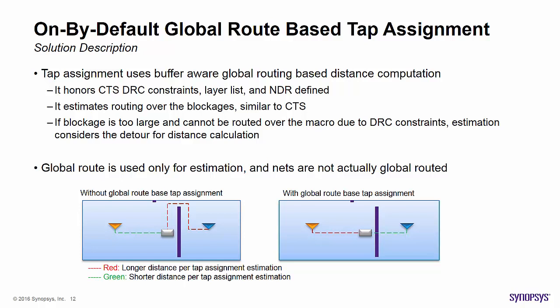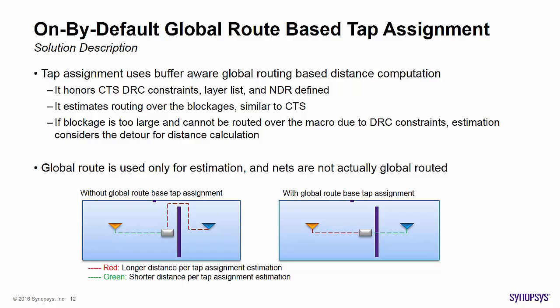With the feature, we use global route-based distance estimation when assigning sinks to tap drivers. This honors CTS constraints, routing blockages, and accurately estimates if a net can route over a macro or needs to detour around the macro. In the example, without global route estimation, the tool considers the macro as a blockage and assigns the sink to a faraway tap driver, which will increase insertion delay. With global route-based tap assignment, it sees that the net can route over the macro and assigns the sink to the closest tap driver.